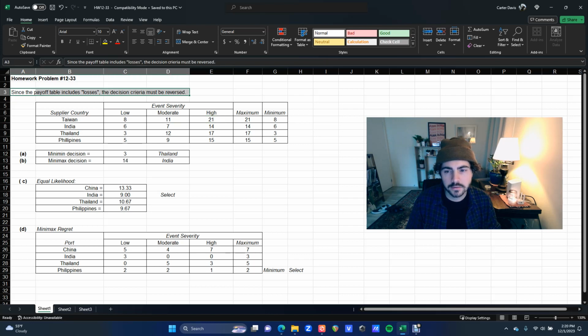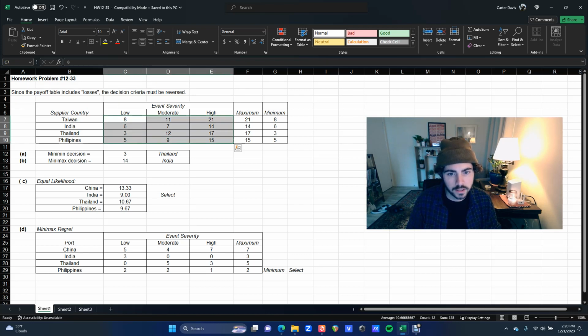They tell us that the payoff table includes losses. So the decision criteria must be reversed. I think what that means is the higher the value in here, the higher the loss, which means the decision will be made by the value that is the least. Like if we see the least value, that's better. Okay. So let's start with just each row here.